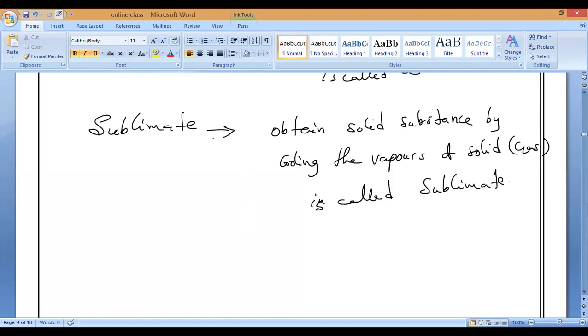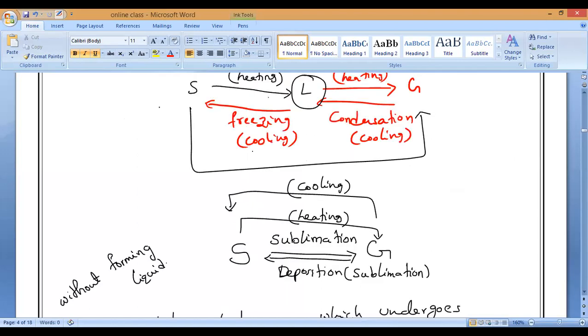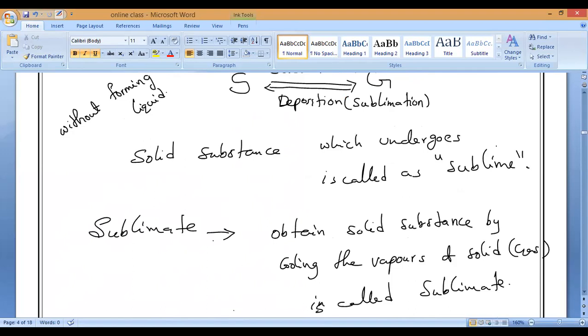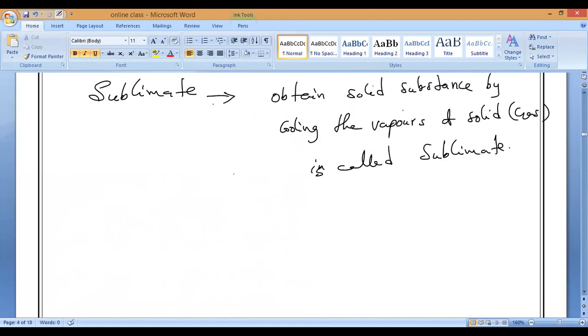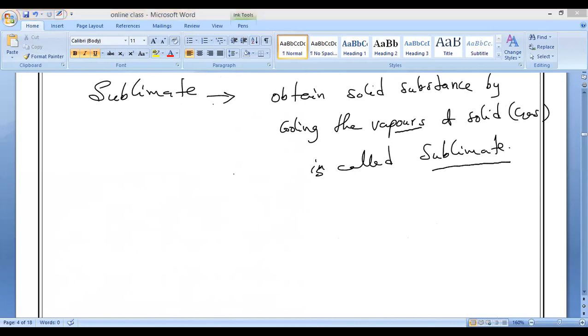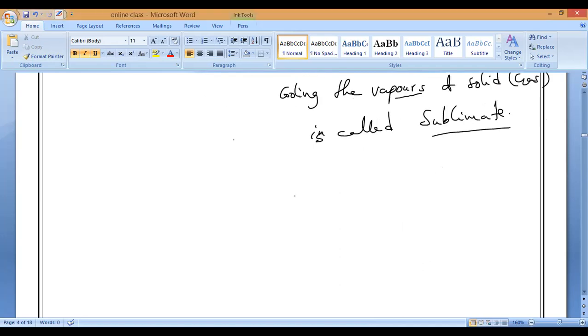That is what you have to remember. Any substance whose solid undergoes sublimation into gas is called what? Sublime. And when a solid is obtained from gas vapors, it is called what, guys? Sublimate. Understand? Now let us take examples of sublimation. What are the substances which undergo sublimation? So you can take ammonium chloride. What are the examples, guys?